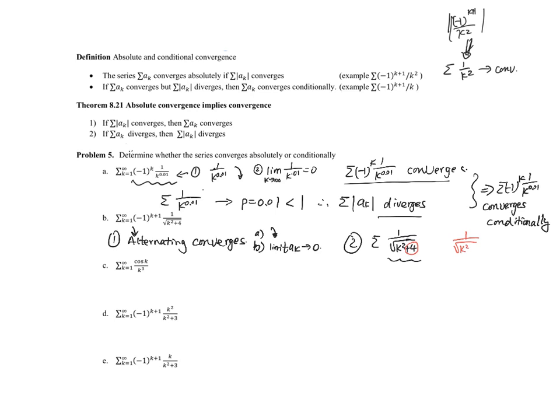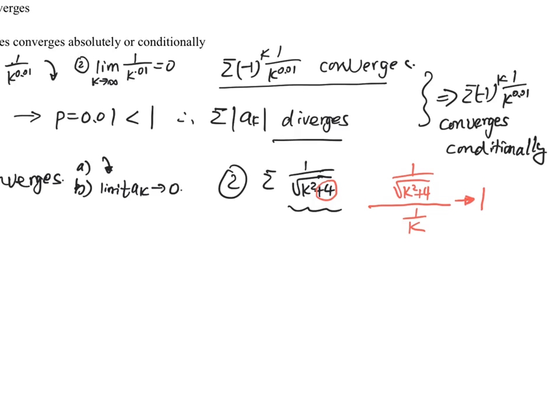I'm going to use this compare with 1 over k, right? And you can show that this limit is 1. Now according to the limits comparison test, this means both this and this converge or diverge at the same time. And because summation 1 over k is the harmonic series, which diverges, therefore this one diverges, by the limit comparison test.